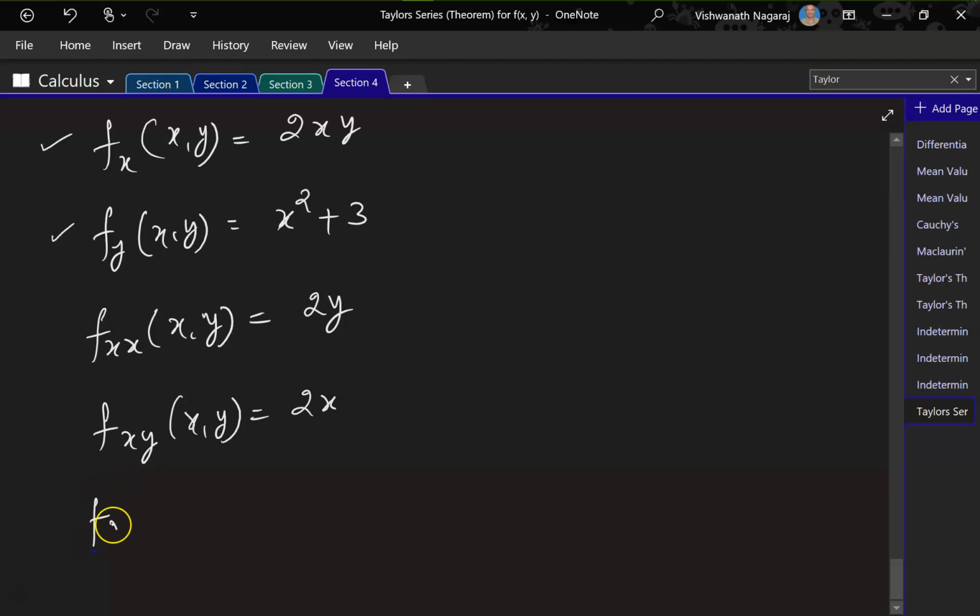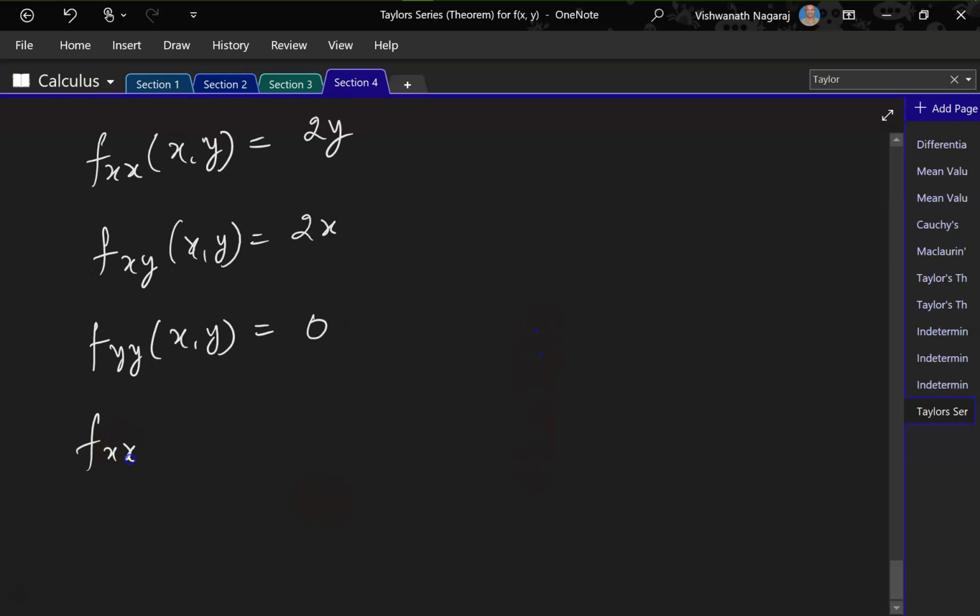Now fyy. In this case, we take this and differentiate it again with respect to y. So here it is 0. Now fxxx, we take this and differentiate it again with respect to x. So this is going to be 0. Fxxy, we already have fxy. Let's differentiate it again with respect to x. So we get 2.